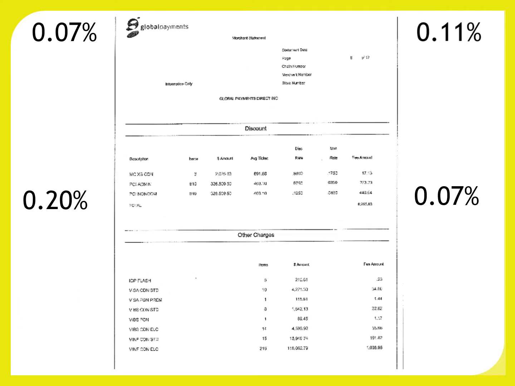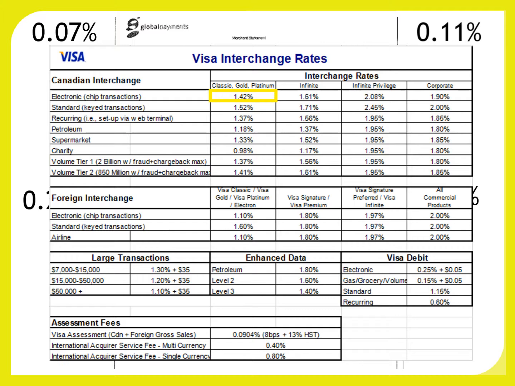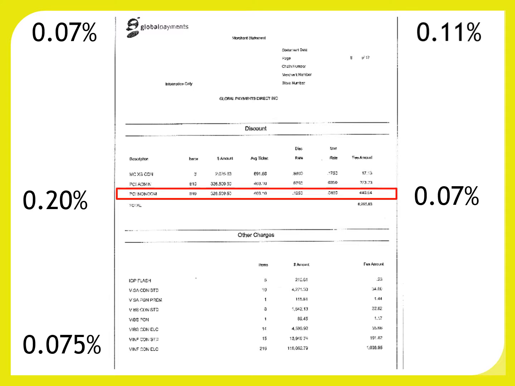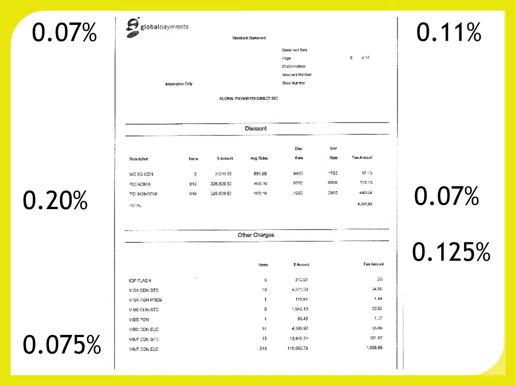Next, you'll see the PCI admin fee, here being 0.075% plus 3.5 cents per transaction. As you can see, this is not included in Interchange Plus pricing and is 100% markup. The PCI non-compliance fee is something charged by the processors only if you're not compliant with their data security standards. This is also 100% markup.